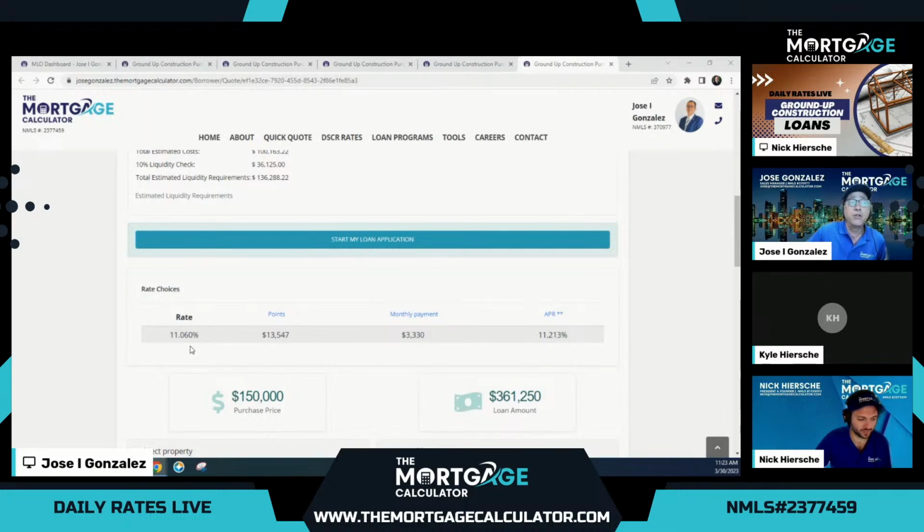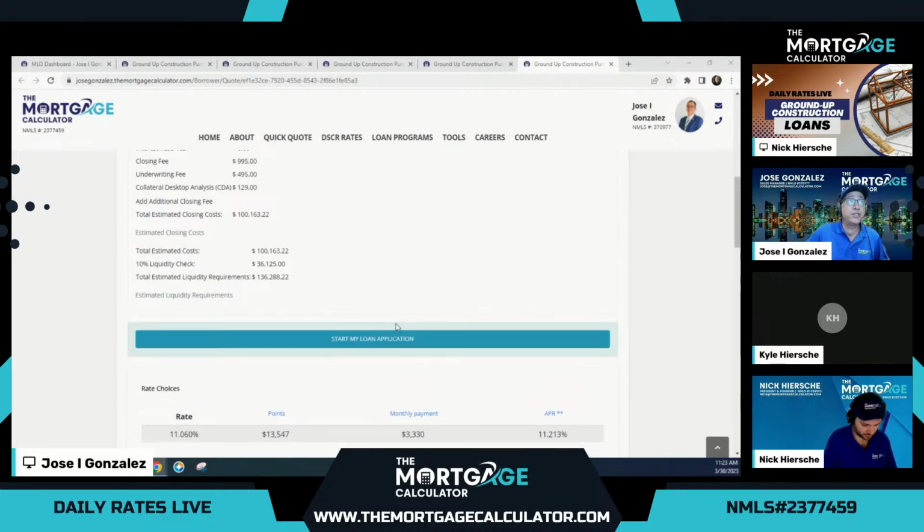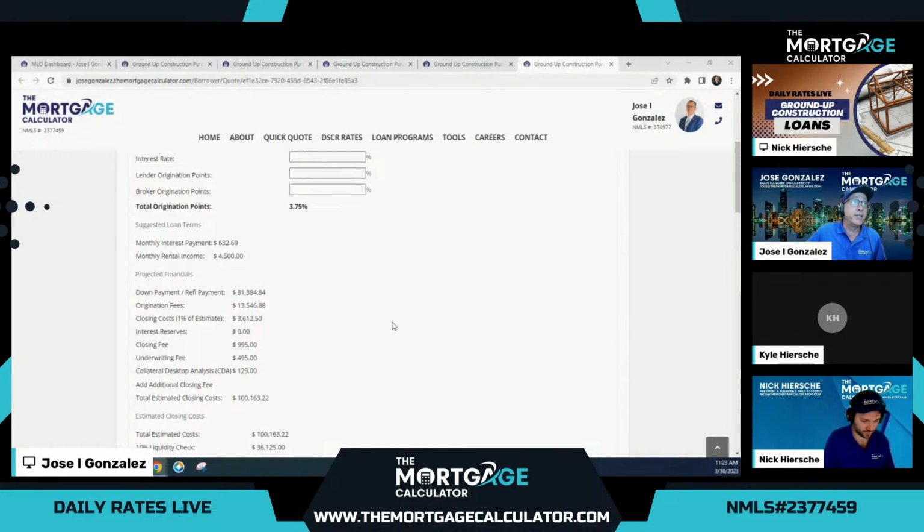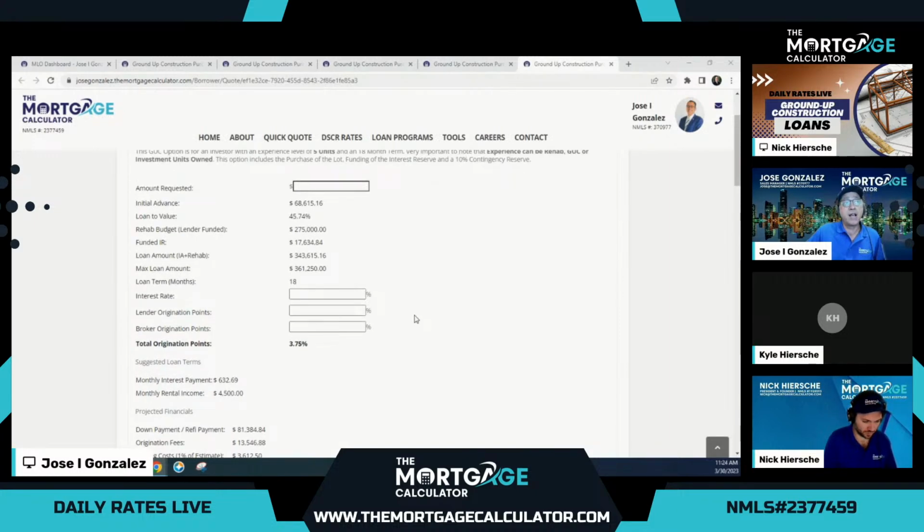I'm going to show you some examples now where all I'm going to change is the experience level of the borrower. And also in the last case, I'm going to change the ARV just so you can see the differences. So this one, experience level is 5 units, and the ARV is $675,000.